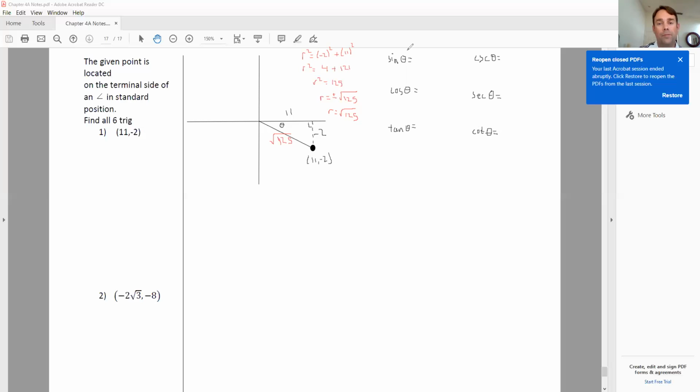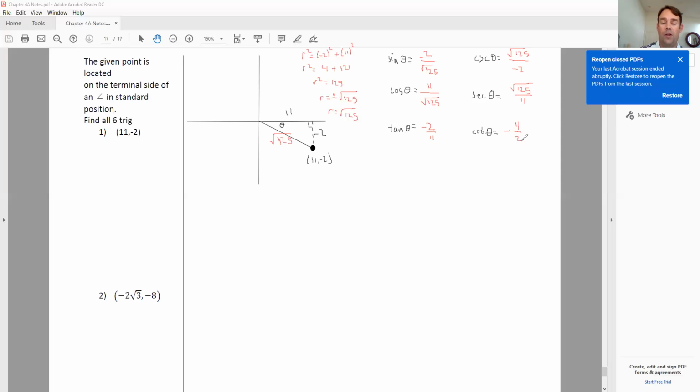All righty, friends. So sine again is y over r, so negative 2 over the square root of 125. So cosecant will be the reciprocal of it, square root of 125 divided by negative 2. Cosine is 11 over the square root of 125. Secant would be the reciprocal. Tangent is negative 2 over 11. Cotangent would be the reciprocal.